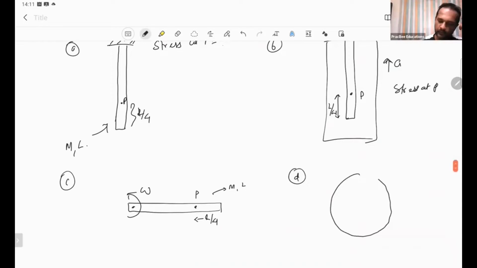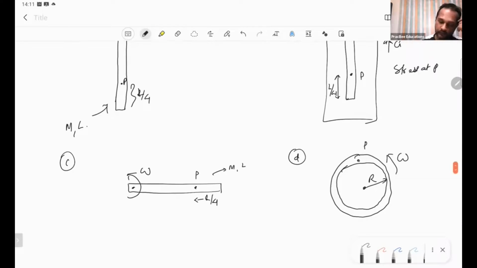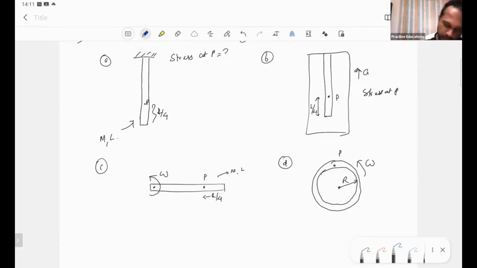There is a ring. इस rod को मैंने bend करके ring बना दिया. ठीक है. Ring का radius is r. This is rotating about its center with angular velocity omega. Find stress at point P. And by the way, सबका cross section जो लेना है वो A ले लीजिएगा. Cross section area of all the rods is A. मतलब ये वाला जो area है, ये area.